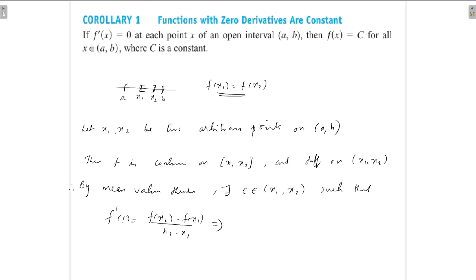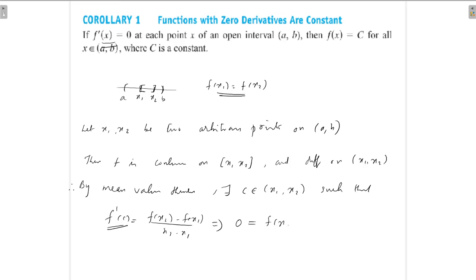This implies, what is f dash c? f dash c is always 0. That is our hypothesis: f dash of x equal to 0 at each point x in between a and b. Since c is in between a and b, you can say that the LHS will be 0.